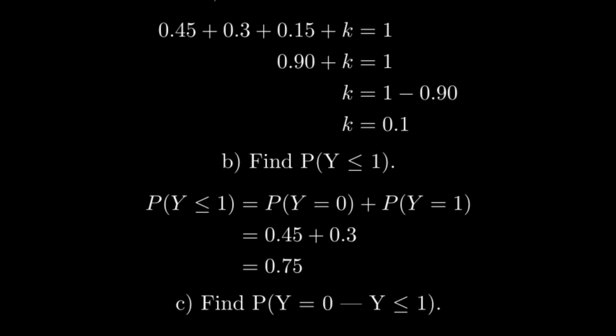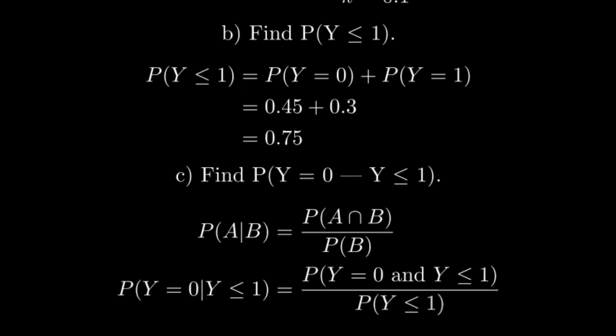Finally, let's tackle a conditional probability problem. Find the probability that y equals 0, given that y is less than or equal to 1. Remember the formula for conditional probability. The probability of A given B is the probability of A and B divided by the probability of B. In our case, A is the event y equals 0 and B is the event y is less than or equal to 1.